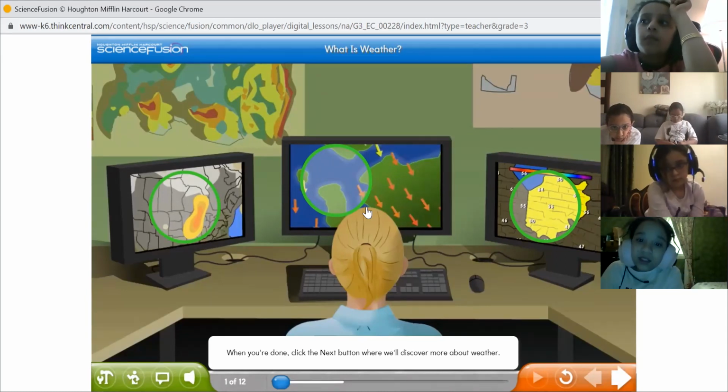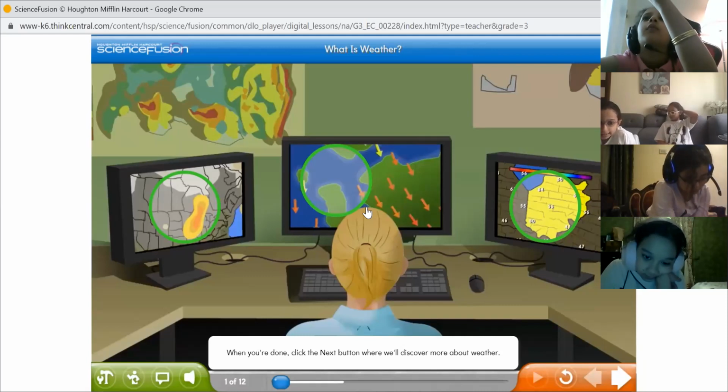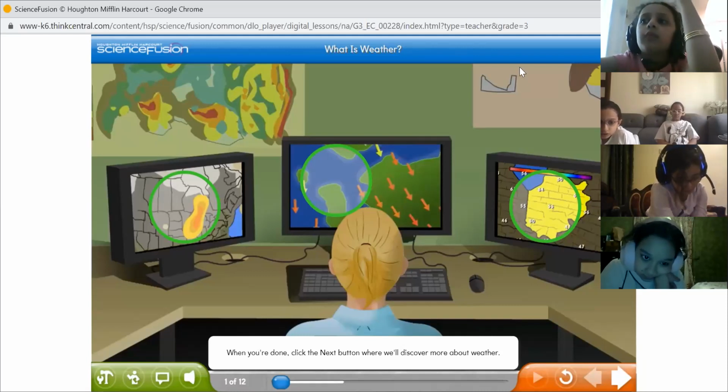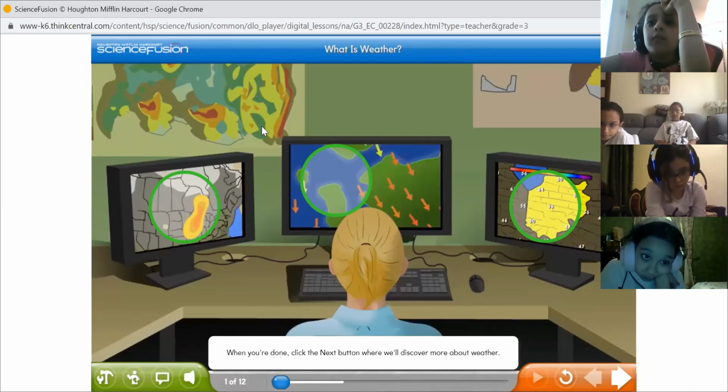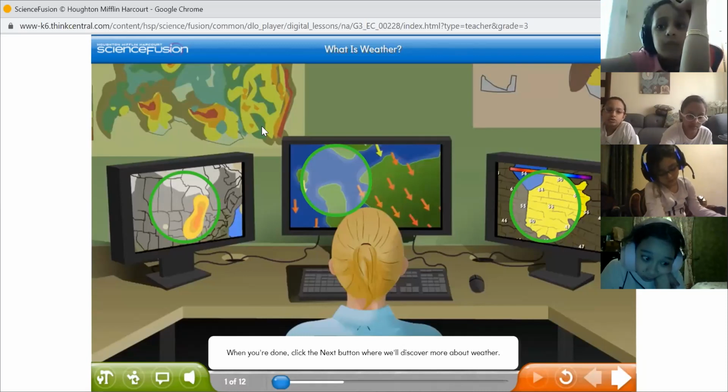Okay, how do they know? How did they know? They sent a satellite into space, and satellites can collect data, different data. Data means information.